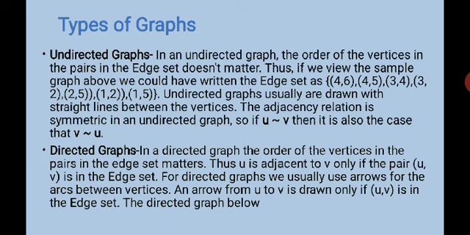And in a directed graph, the direction will matter, right? So in a directed graph, the order of the vertices in the pairs in the edge set matters. Thus u is adjacent to v only if the pair u comma v is in the edge set, right? For a directed graph we usually have arrows or arcs between vertices. An arrow from u to v is drawn only if u comma v is in the edge set.